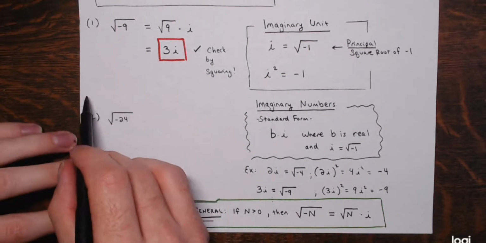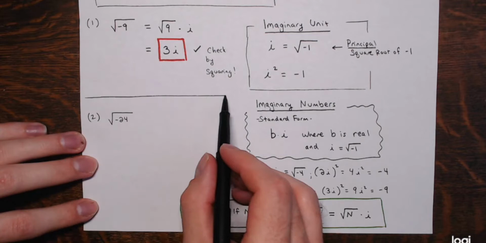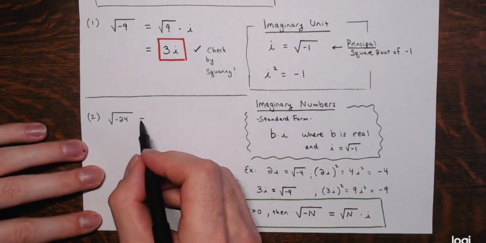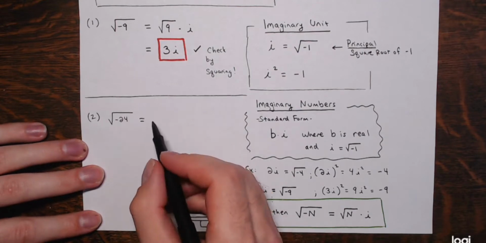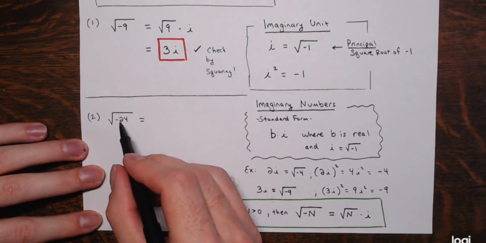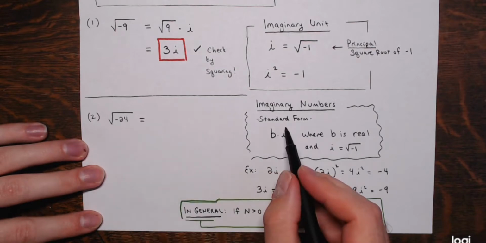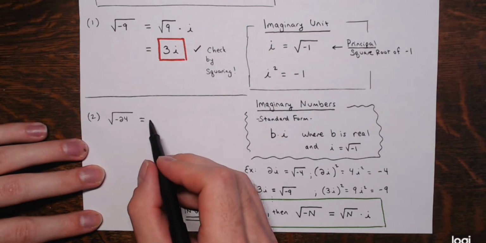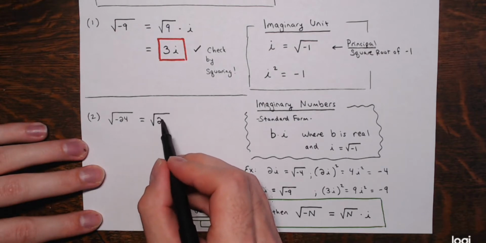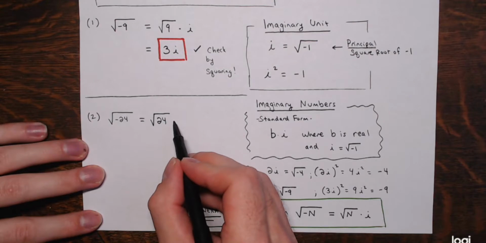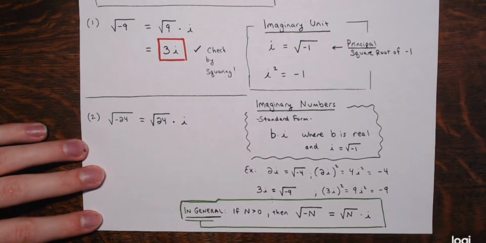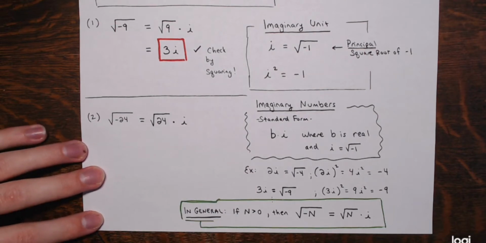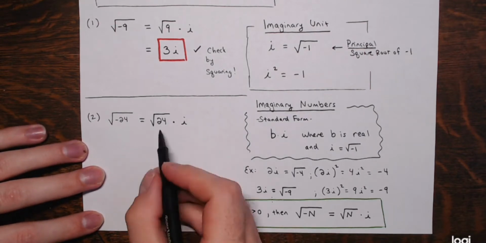All right, and then for example 2, the square root of -24, I am going to rewrite. See, it's the square root of a negative, so this can't be a real number. This has got to be one of these imaginary numbers. Remember, the square roots of negatives aren't real. So I'm going to rewrite it as the square root of +24, that's a real number, times i. Again, make sure that i is not inside the square root. All right, and then simplify.